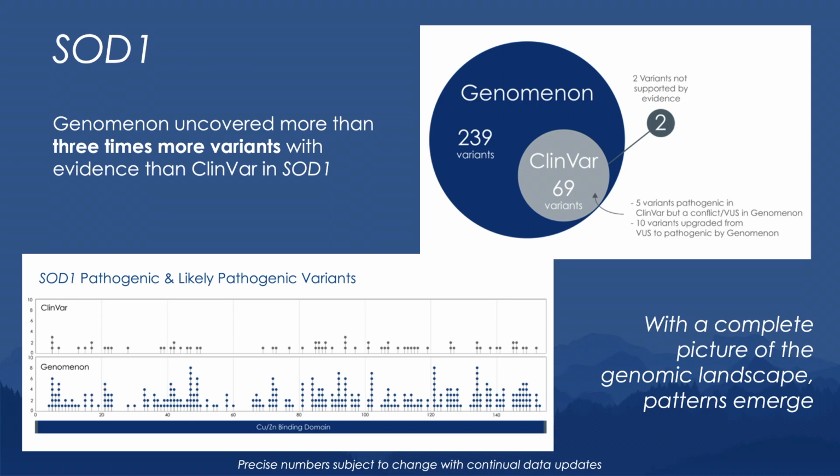So 3 times more variants available in the genomic landscape produced by Genomenon than otherwise would be available in ClinVar. But then if you'll allow me to draw your attention to the lower panel, you can see the linear axis of the SOD protein and its functional domain at the bottom.